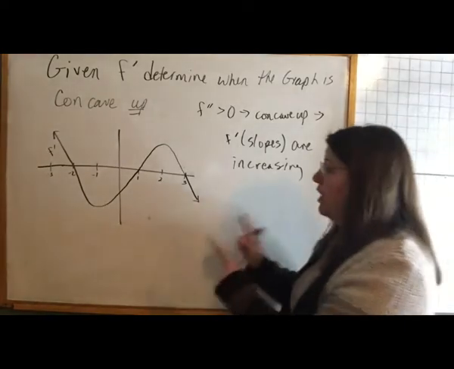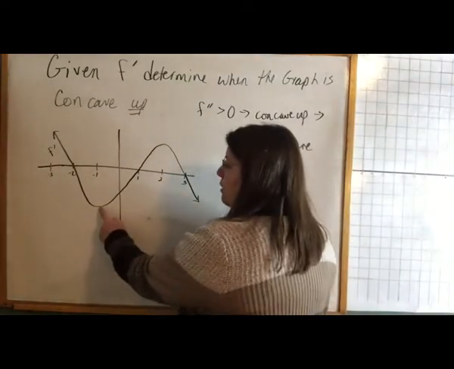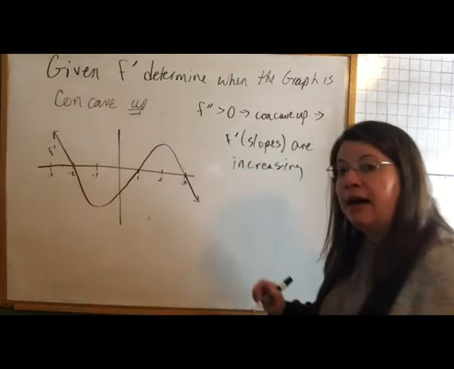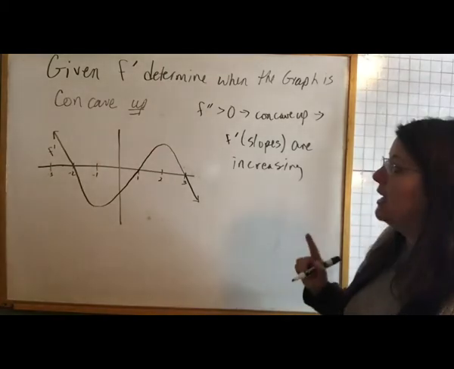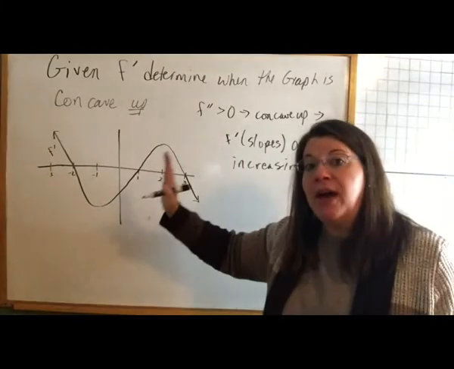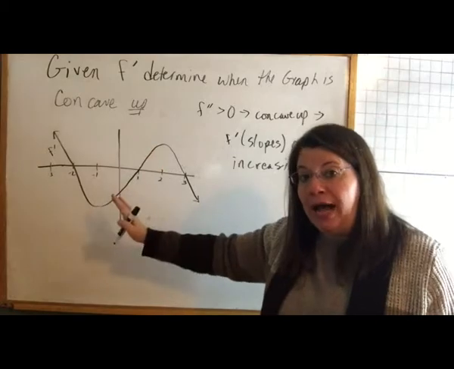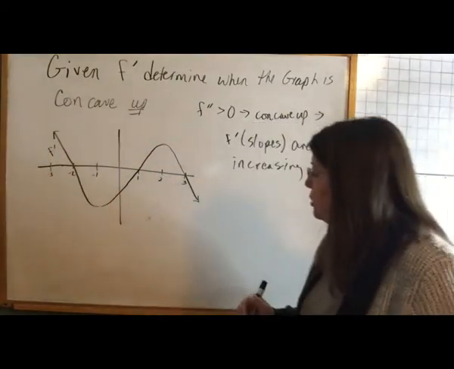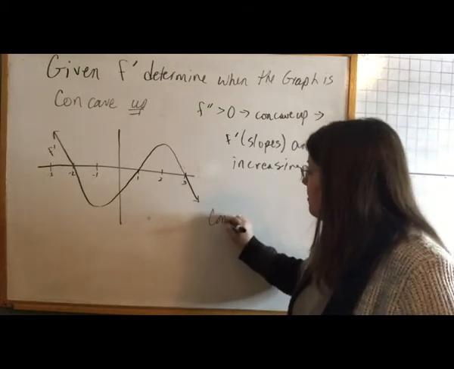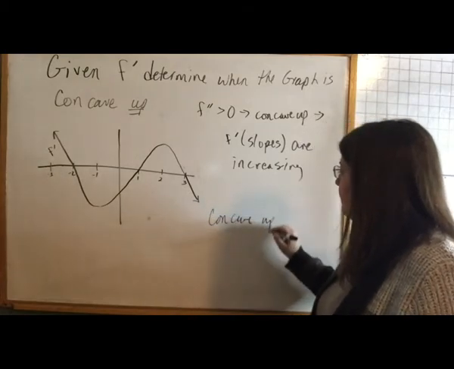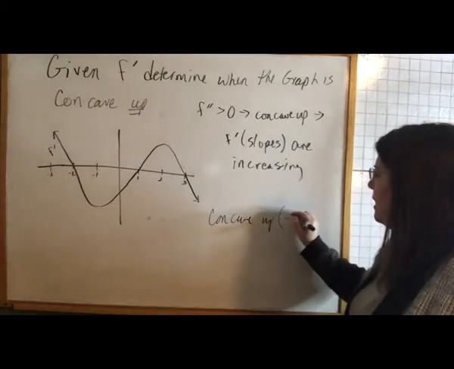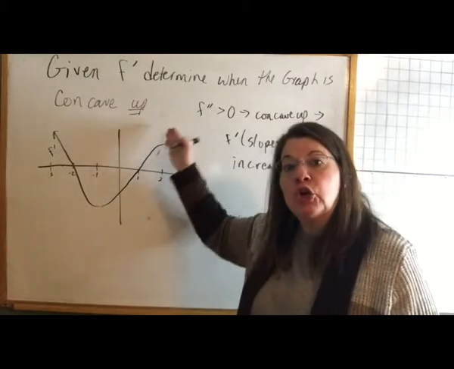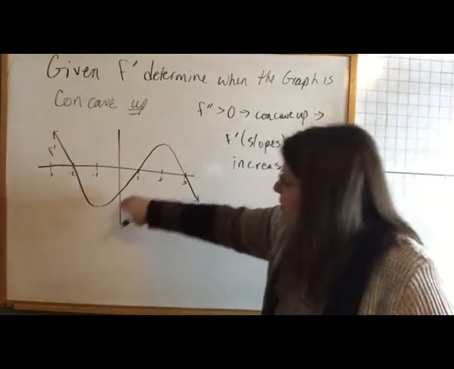Okay, this function is increasing on the interval -1 to 2. So that's where f would be concave up. It's concave up when f prime is increasing. And that happens from -1 to 2. So it's concave up on the interval -1 to 2, because that's where f prime is increasing. Okay, the function is increasing.